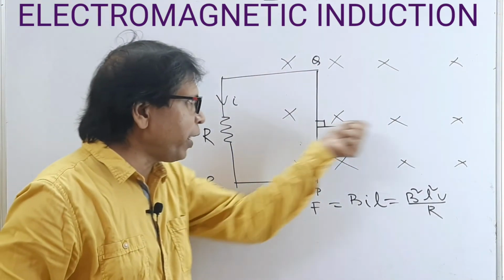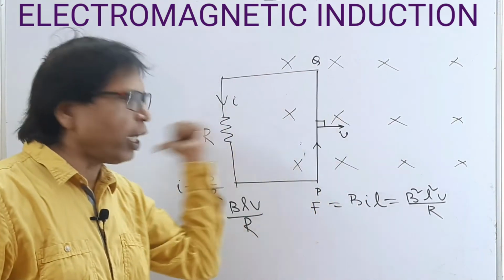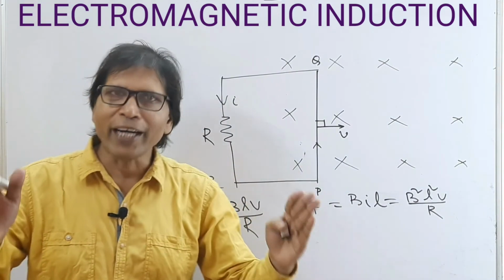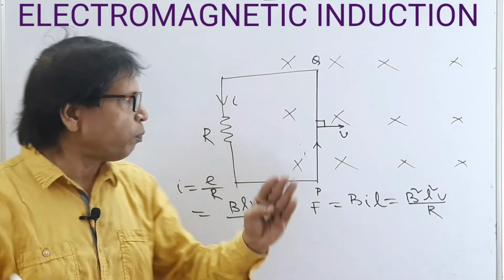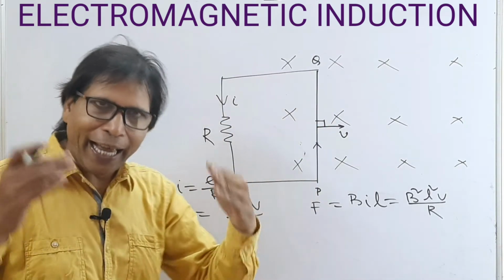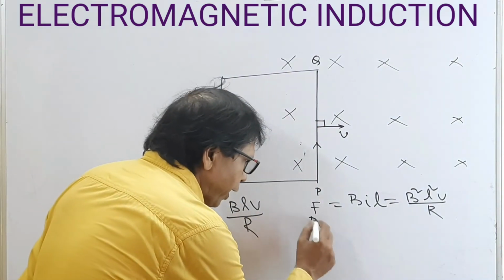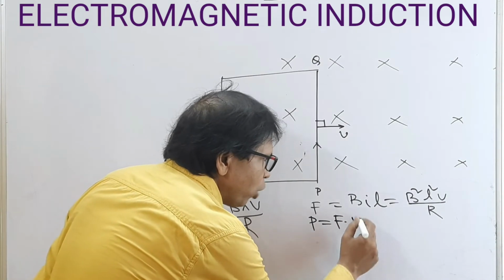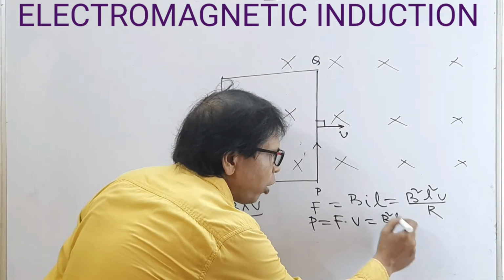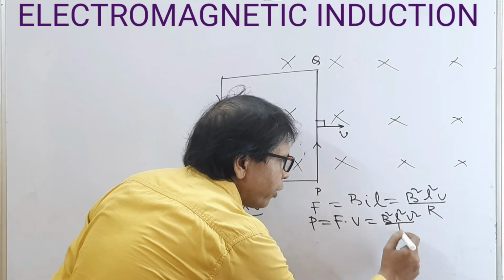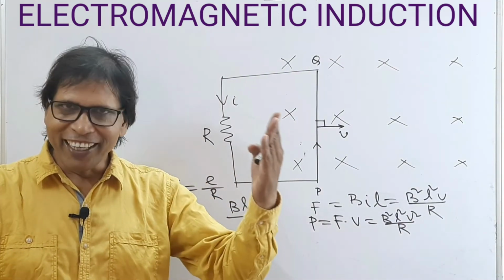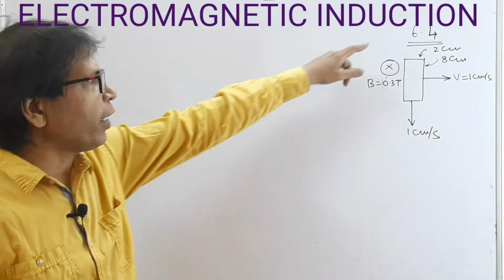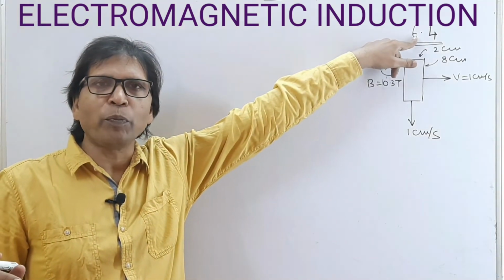So the direction of movement is along this direction and the force is along this direction. So work is done by an external agent. Power required for this motion by an external source, P equals force into velocity, so this is B square L square V square divided by R. Okay, understood?